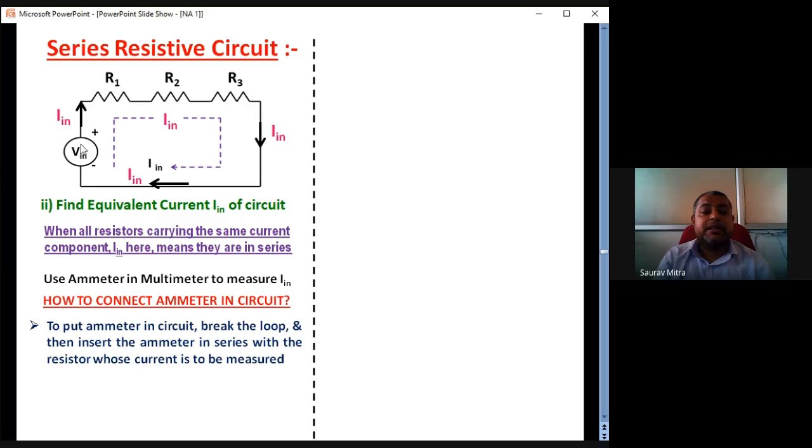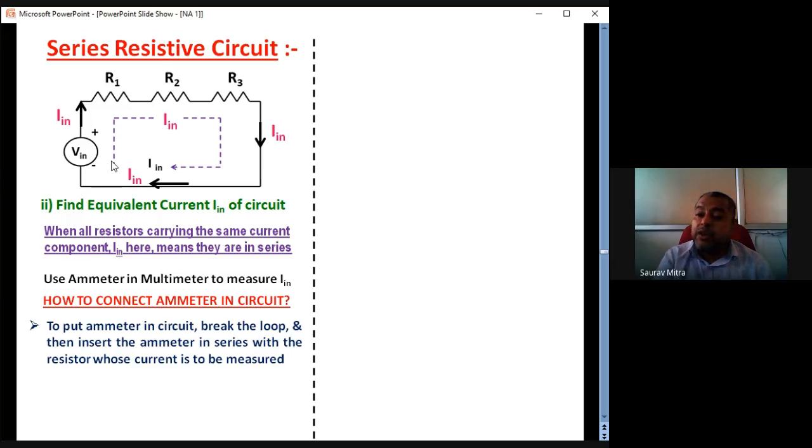So how many joints are there? Between Vin and R1 there is a joint. Between R1 and R2 there is a joint. Between R2 and R3 there is a joint. Between R3 and Vin negative there is a joint. So there are many joints. 1, 2, 3, 4. So there are 4 joints in the circuit because they are different components.